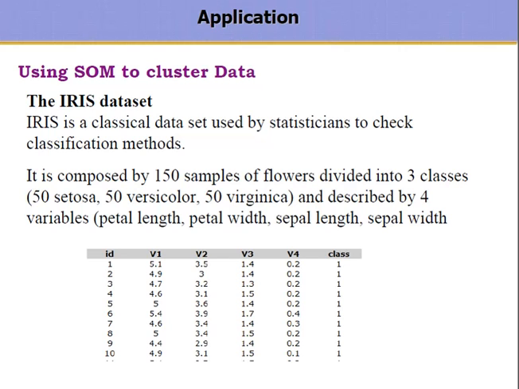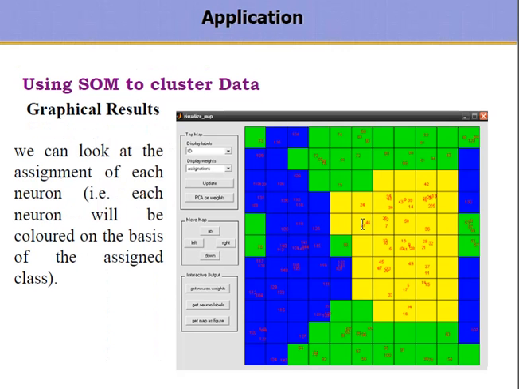So we have three different sets of these flowers, and each class has 50 instances, and there are four variables which define different attributes or characteristics of these flowers. You can use this dataset and execute a clustering algorithm.